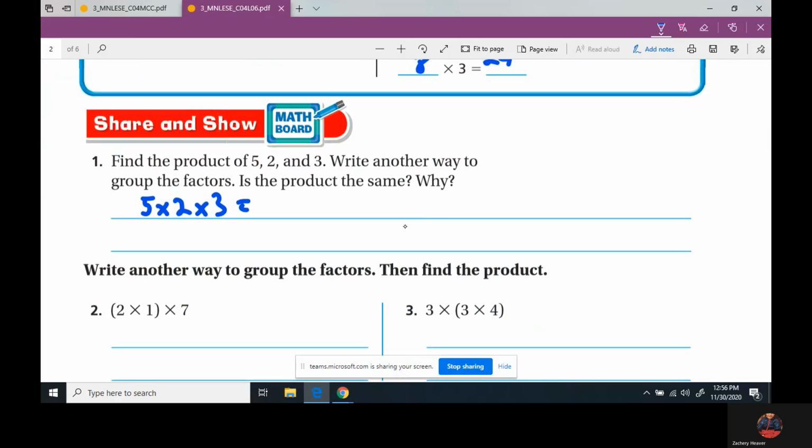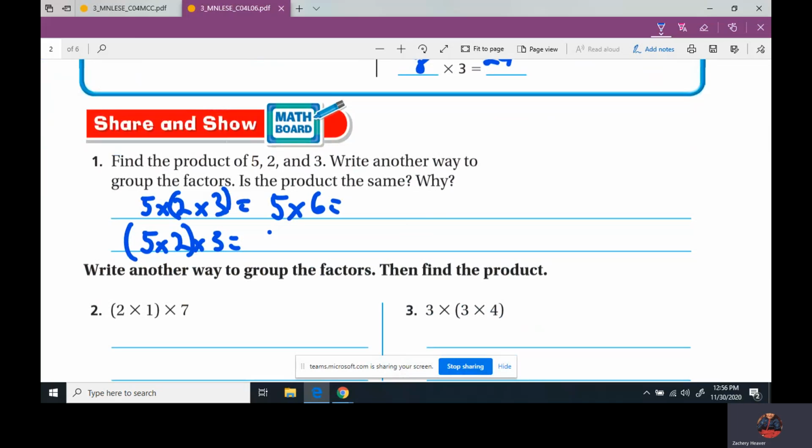And let's group it right here. And then let's do the same thing, 5 times 2 times 3. And let's group it right here. So now we have to do what's in parentheses first. So let's go from left to right. We have 5 times, what's 2 times 3? It's 6. Right here, we have to do what's in parentheses first.